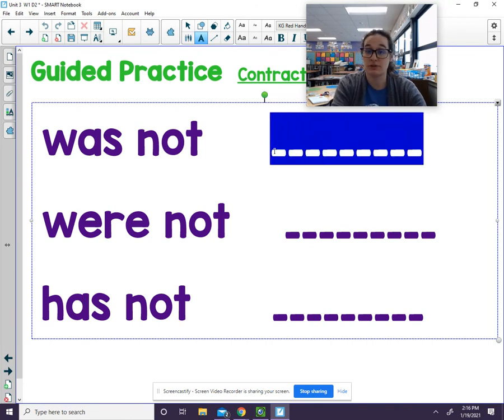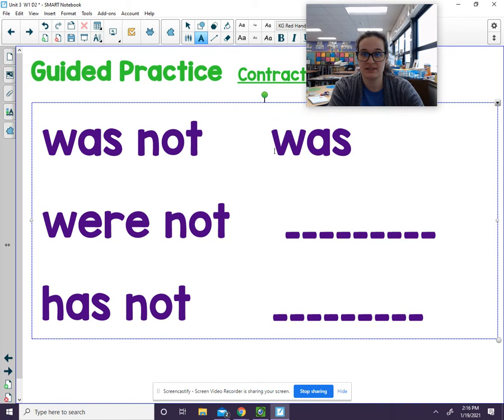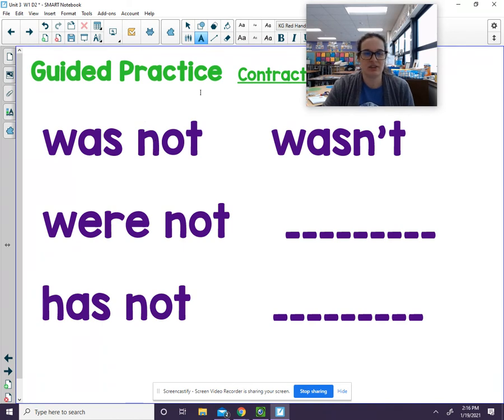Well, we take the first part, the was, that stays the same. We write an N, apostrophe, T. Our new word is wasn't. Take a look. Like I said before, we get rid of the O and the apostrophe replaces it. Okay, now let's look at were not. The new word would be weren't.